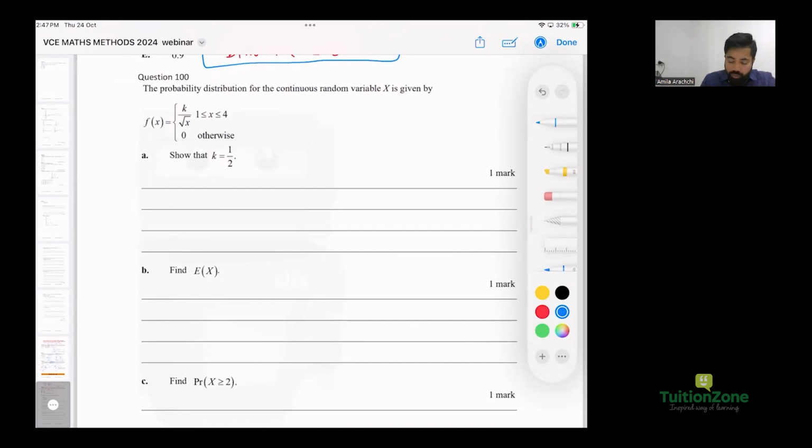Show that k is equal to half. What's the method? These are very common types of questions to find the k. Usually if we do a continuous distribution and integrate from 1 to 4, what does the answer become? This entire equation means equals 1.